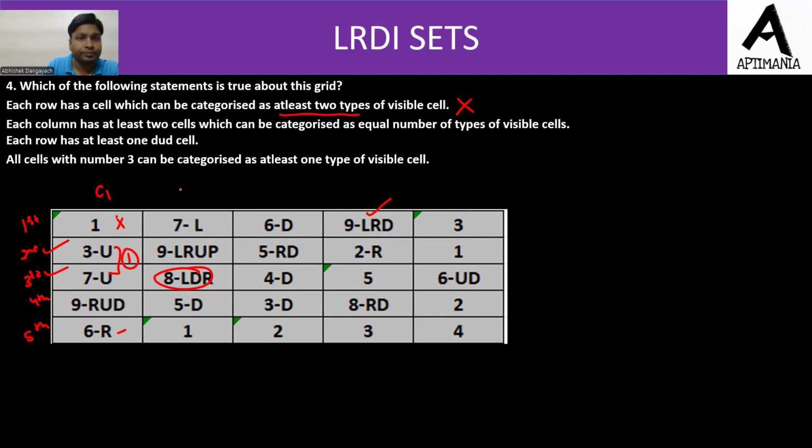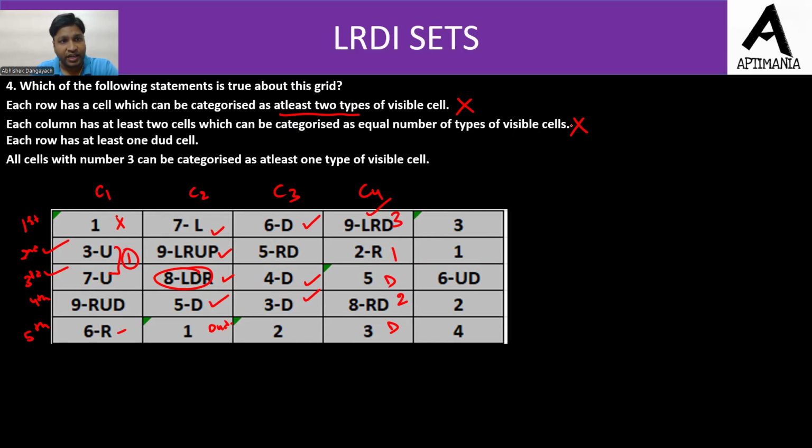Now in column 2, we have this cell is 1 type visible, 1 type visible, 3 type visible, 4 type visible, and Dud cell. Right? Then let us check for column number 3. So in column 3, this is 1 type visible, 1 type visible, 1 type visible. So that satisfies the condition. Now let us check for column 4. In column 4, this is 3 type visible, 1 type visible, 2 type visible, and these 2 are Dud cells. So यहाँ पर ये condition satisfy नहीं हो रही है, equal number of visible cells नहीं आ रहा है.